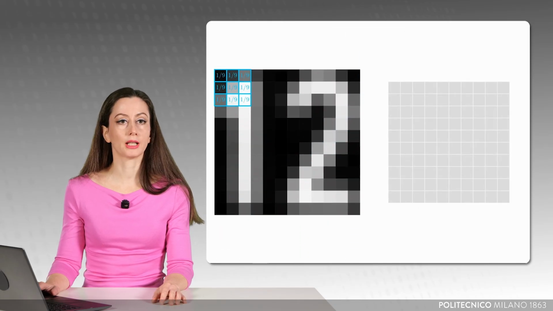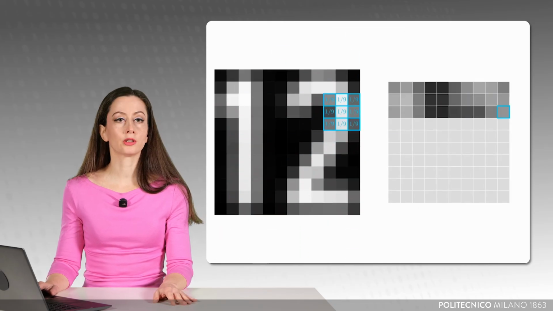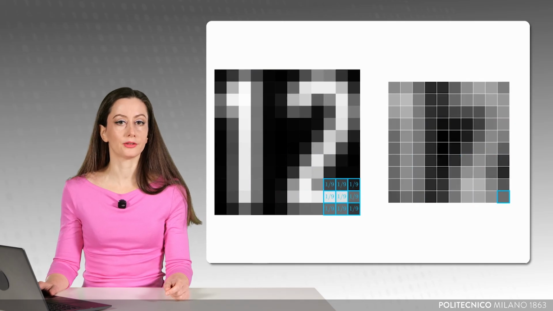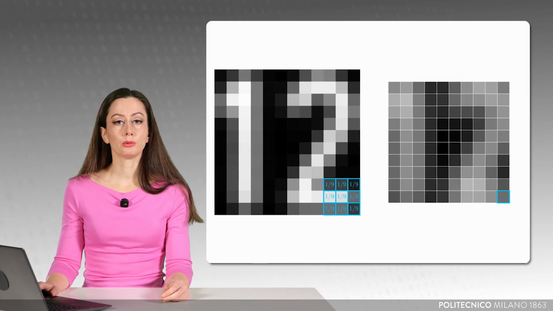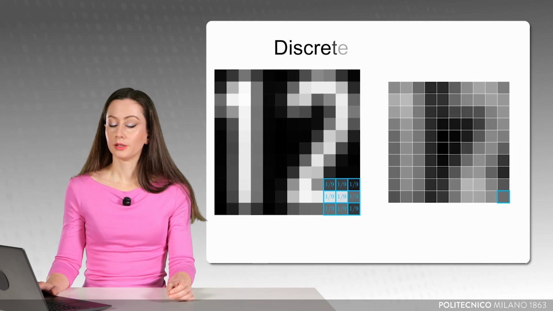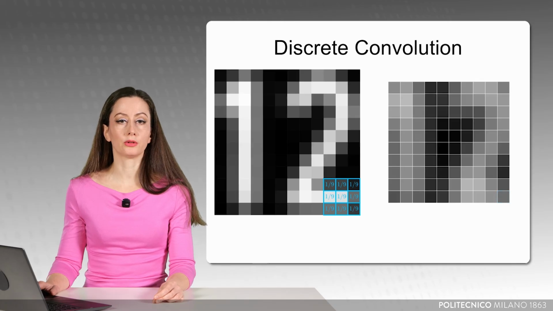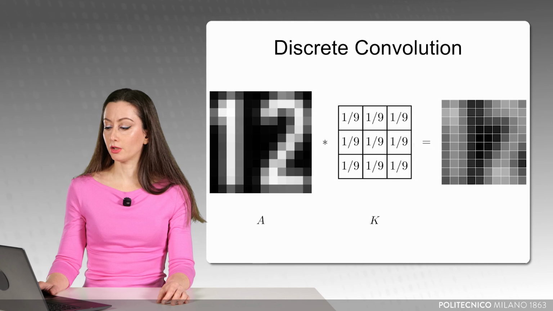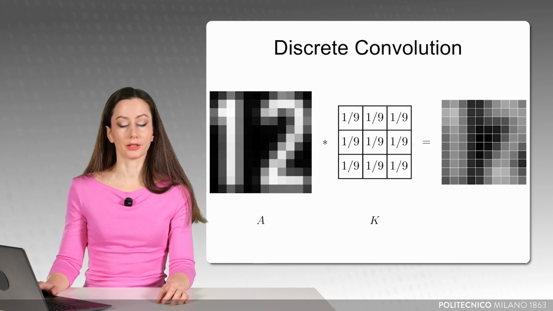At this point, we slide this kernel over the internal pixels of the original image, that is, all the pixels that have 8 neighbors. In this way, we build a blurred image which will be smaller than the original one. This process is called discrete convolution between the matrix A representing the image and the kernel K, which is a 3 by 3 matrix.